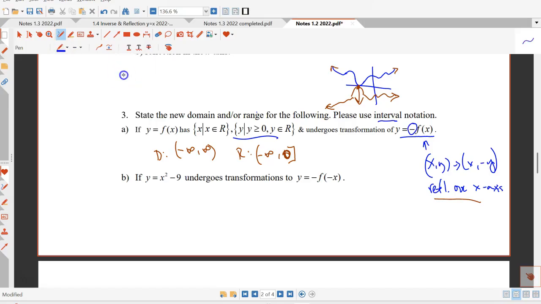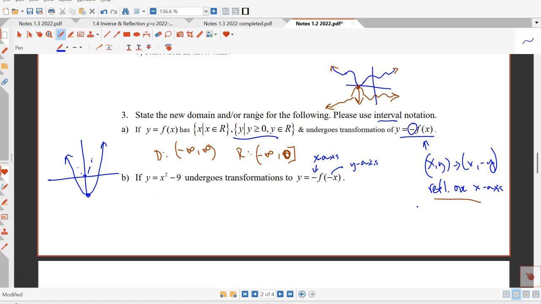Okay, look at part B now. If x squared minus 9 undergoes this transformation, well, we know this is over the x-axis, and this one is over the y-axis. So if I think about x squared minus 9, I know x squared is this graph here. Minus 9 means it's going to be shifted down. This is a translation down 9. So here is my graph.